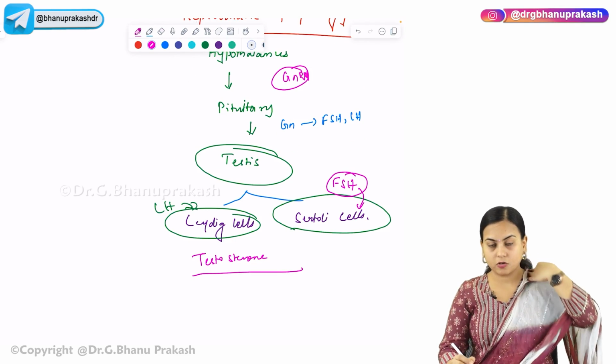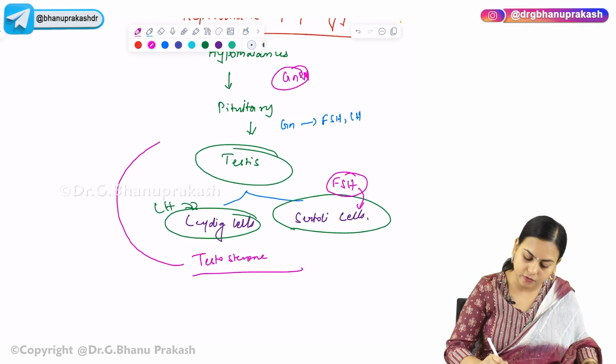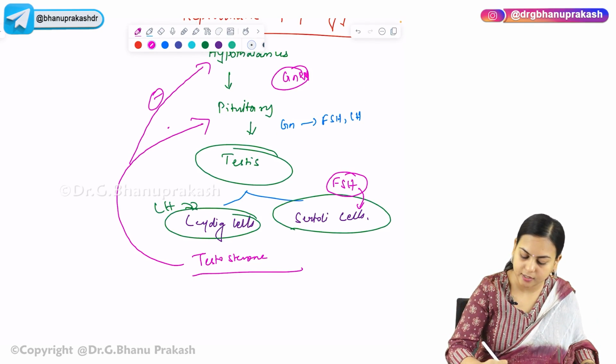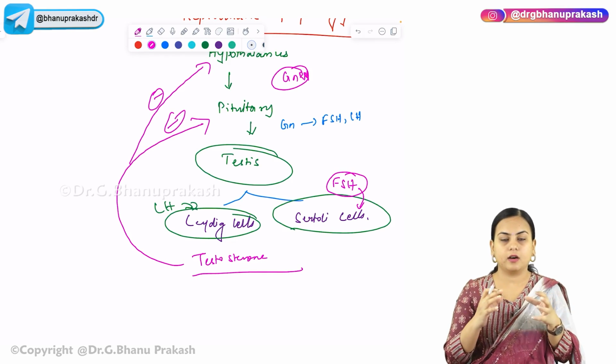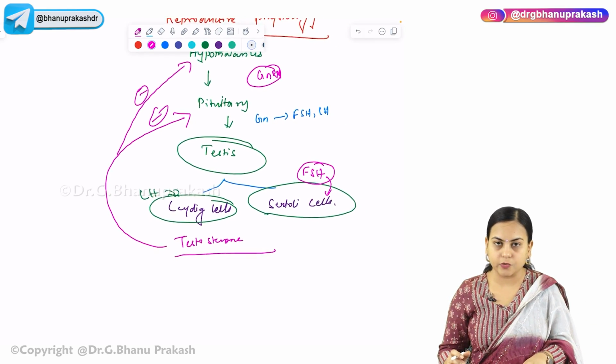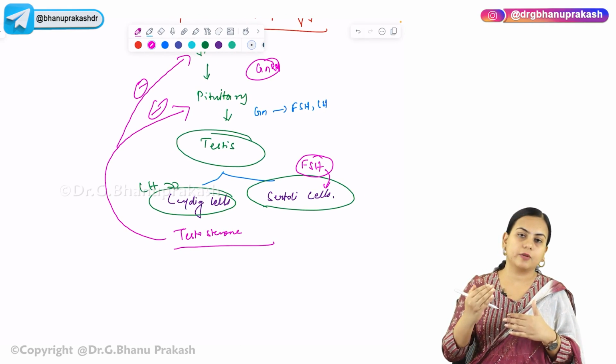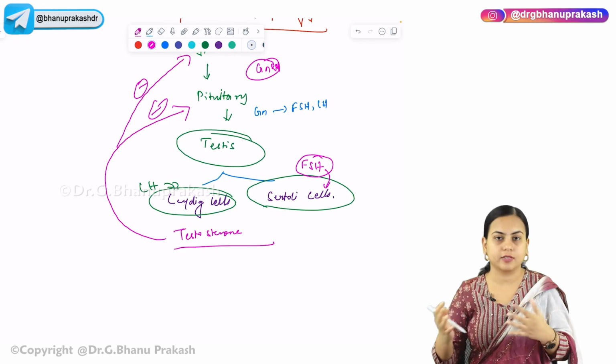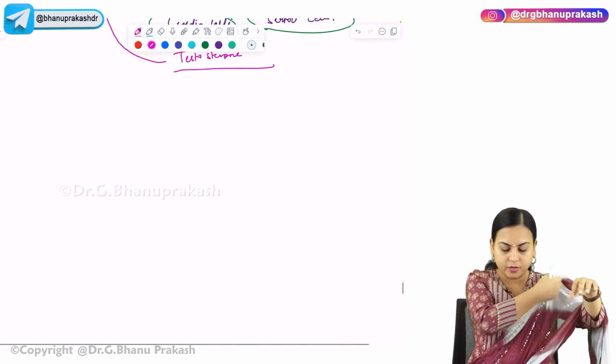Now this testosterone hormone is going to have a negative effect on the pituitary as well as the hypothalamus. So when a certain amount of testosterone is produced, it will give a negative feedback to the hypothalamus and pituitary, saying that a sufficient amount of testosterone is available here. So that one you have to know.